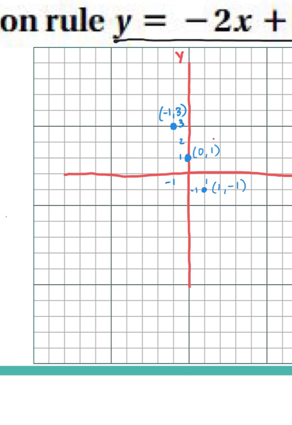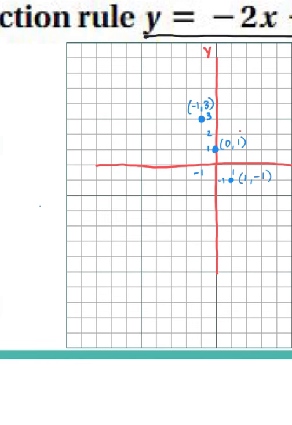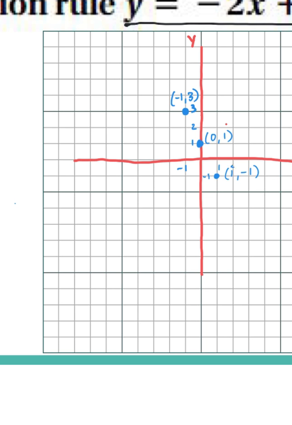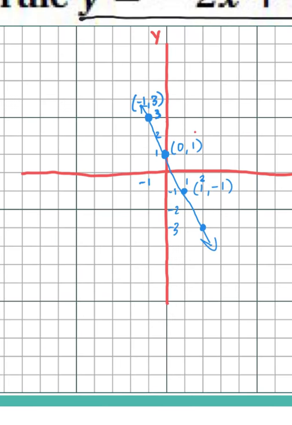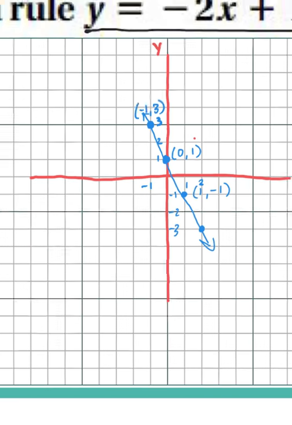And lastly, we are going to plot the point 2, negative 3. So we're going to move over 2 units, and then we're going to move down 1, 2, 3 in the y direction or vertically. So this line is our graph. Okay? And as you notice, it is a straight line, even though I kind of messed up and I drew it a little squiggly. It should be a straight line.